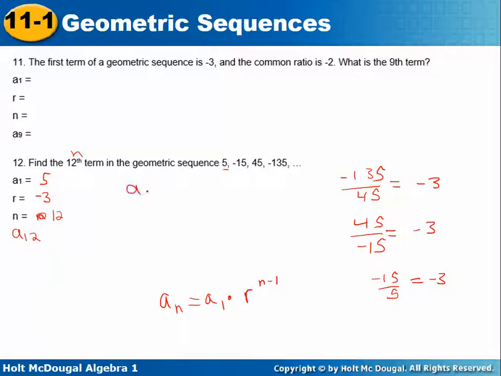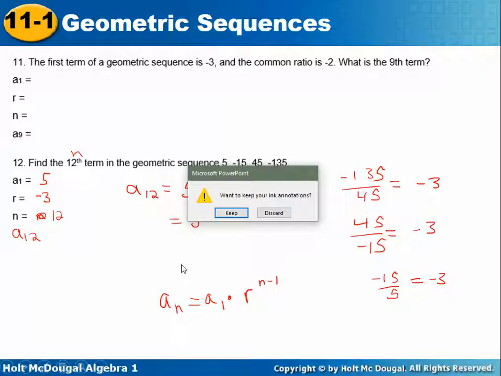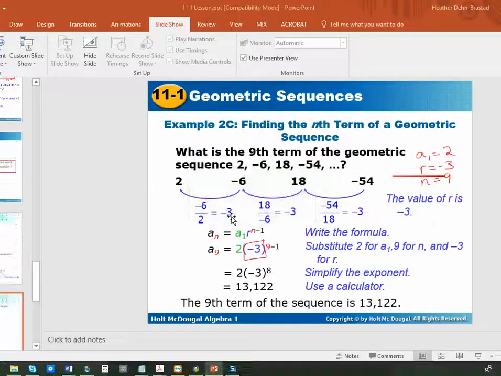So we want a sub 12, that's the 12th term. We will find that by taking the first term of 5 times the common ratio of negative 3 in parentheses raised to the n minus 1, n is 12. So 12 minus 1 is 11. I did that part in my head. And then we get our calculator out, and we figure out what is negative 3 to the 11th power. So let's find that out.